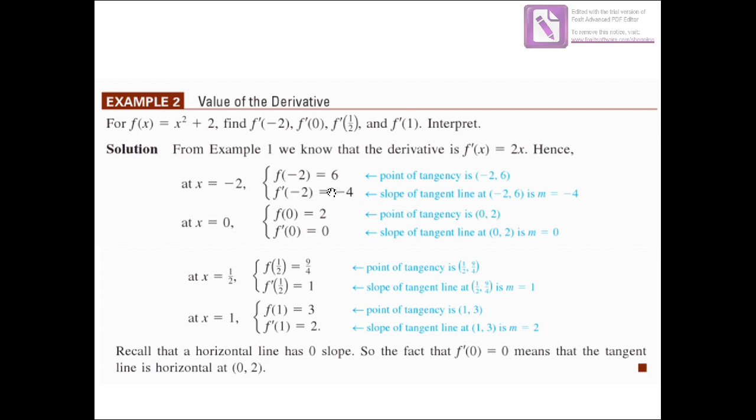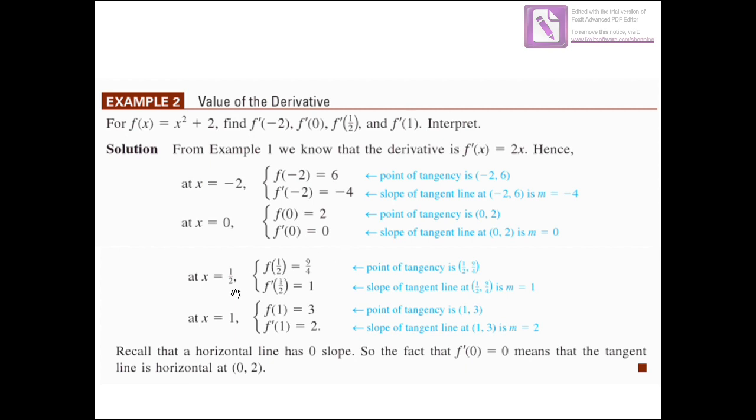The point minus 2, 6 is called the point of tangency, whereas this one, minus 4, is the slope of the tangent line at the point minus 2, 6. So minus 4 represents the slope, whereas the point minus 2, 6 represents the point of tangency. The same way we do when x is equal to 0, so f of 0 is equal to 0 plus 2, which is 2. F prime of 0, so it will be 2 multiplied by 0, which is equal to 0. So here the point of tangency is 0, 2, whereas the slope is equal to 0.